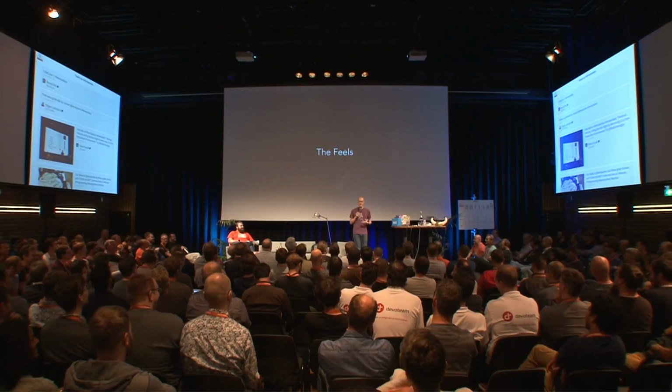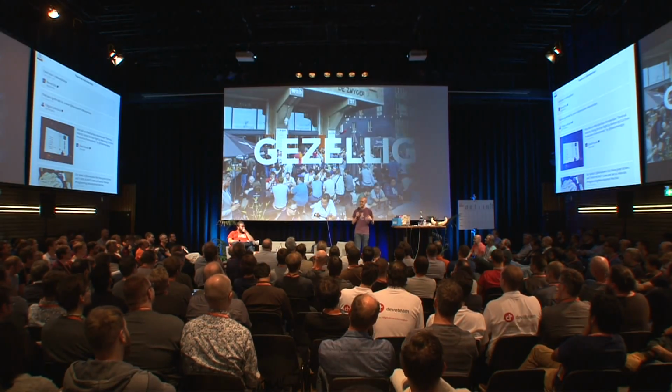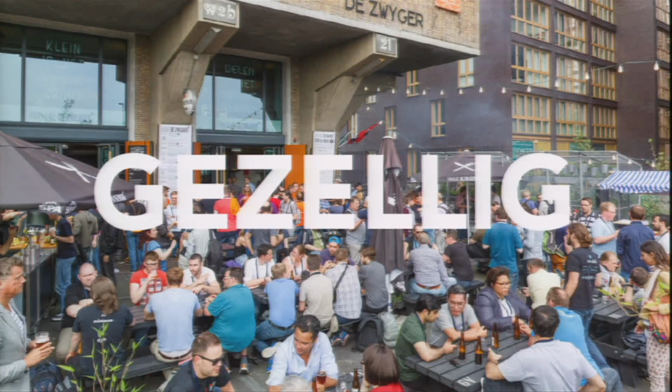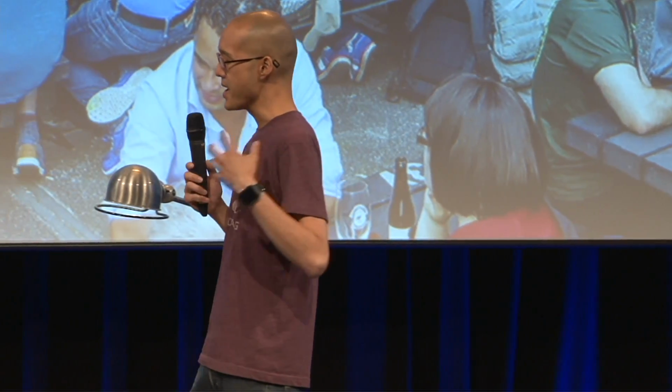So for those non-Dutch people, the way that you can feel this is tonight at the devopsdays Amsterdam barbecue. That will be your introduction to gezellig. But the cool thing about gezellig is that it's more than just events and things you experience. Gezellig can be things and people, and even food can be gezellig.